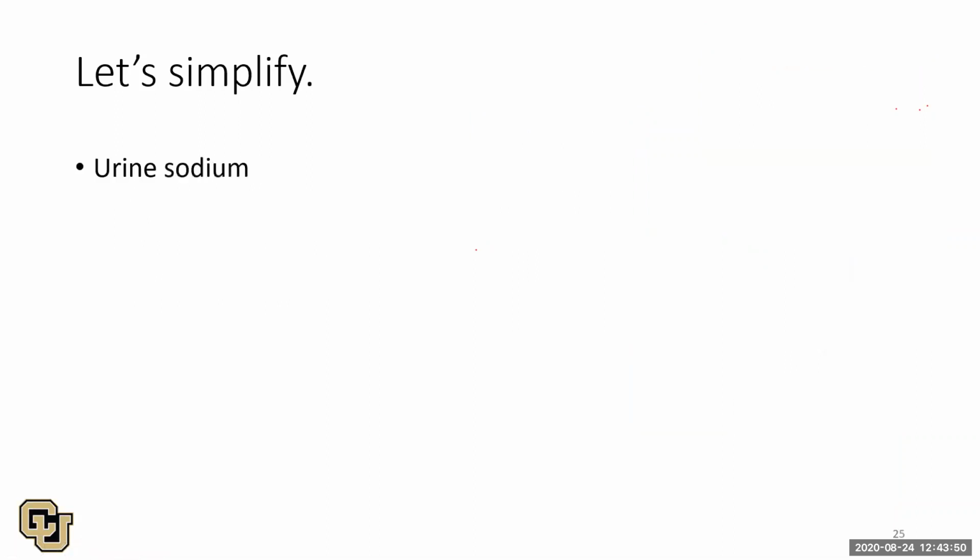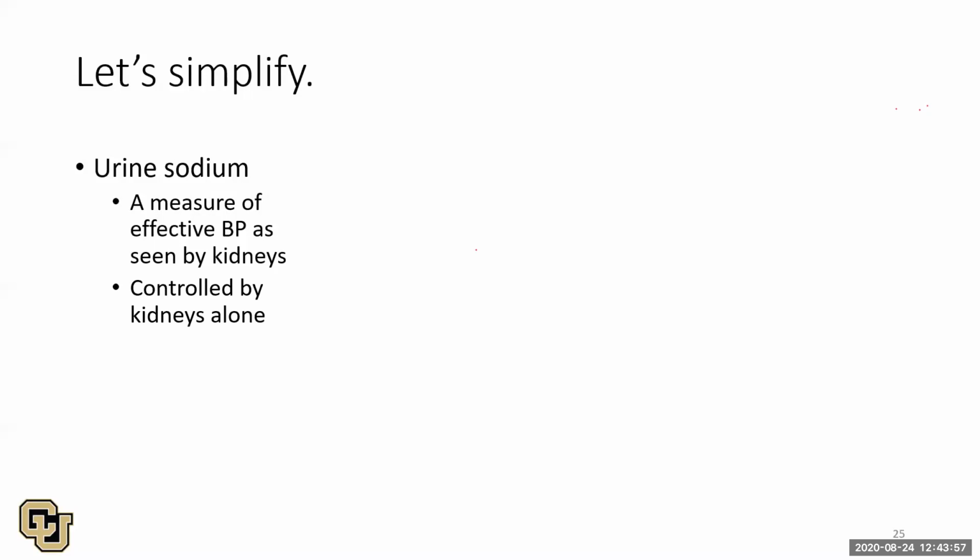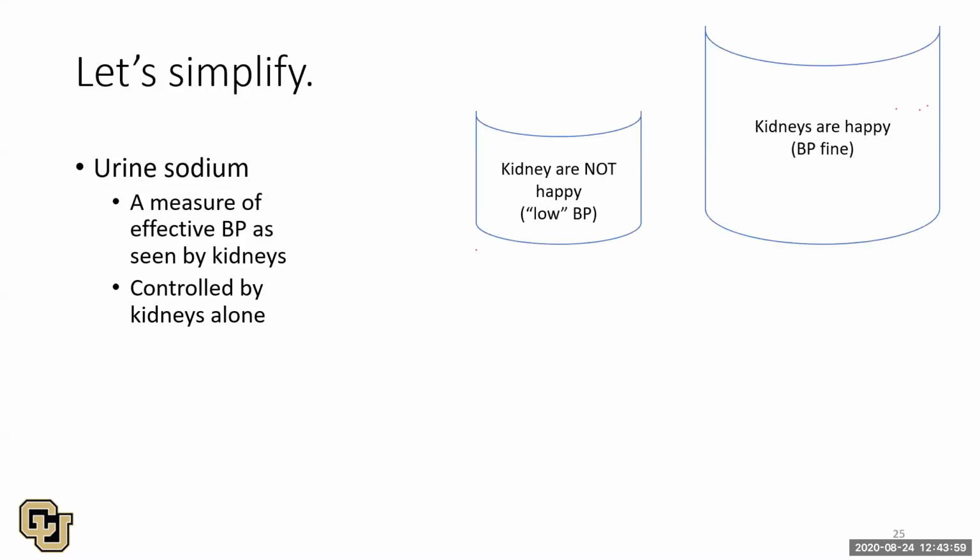Similarly, if we think about urine sodium, it is a measure of blood pressure as seen by the kidneys and is controlled by the kidneys alone. So for example, there are two states. Either your kidneys aren't happy because there's low effective BP, or they're fine because the BP is fine. When your BP is low or perceived to be low by the kidneys, it's going to try to retain salt. It's gonna wanna retain sodium because it wants water to follow salt to increase your blood pressure.